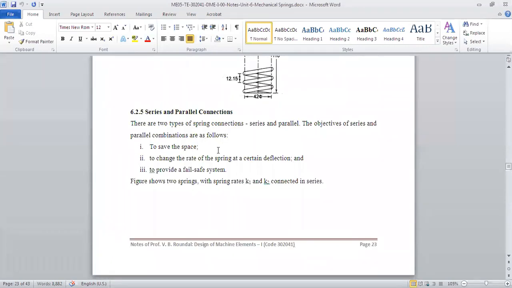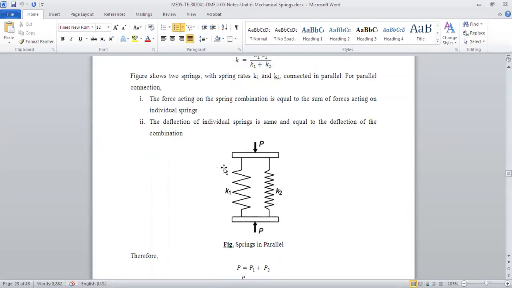But why do we need that? Sometimes it is required to save space, or we might need a certain rate of change of spring at a certain deflection, which we cannot achieve using a regular spring. And obviously, to provide a fail-safe, as we are going to see in the next topic, concentric springs. It is fail-safe because if we put the springs in parallel and one spring fails, another spring comes into action, and your application or system will not fail.